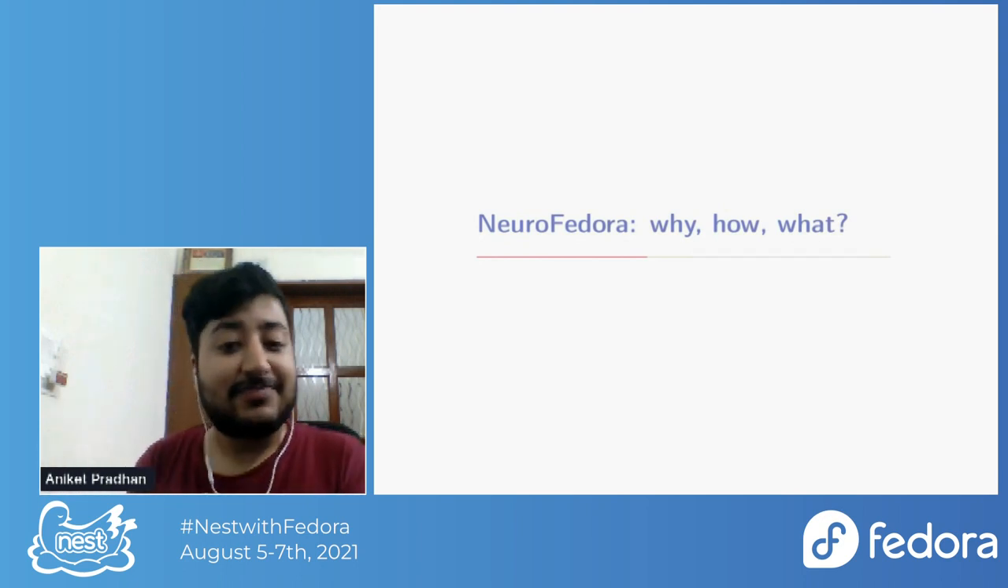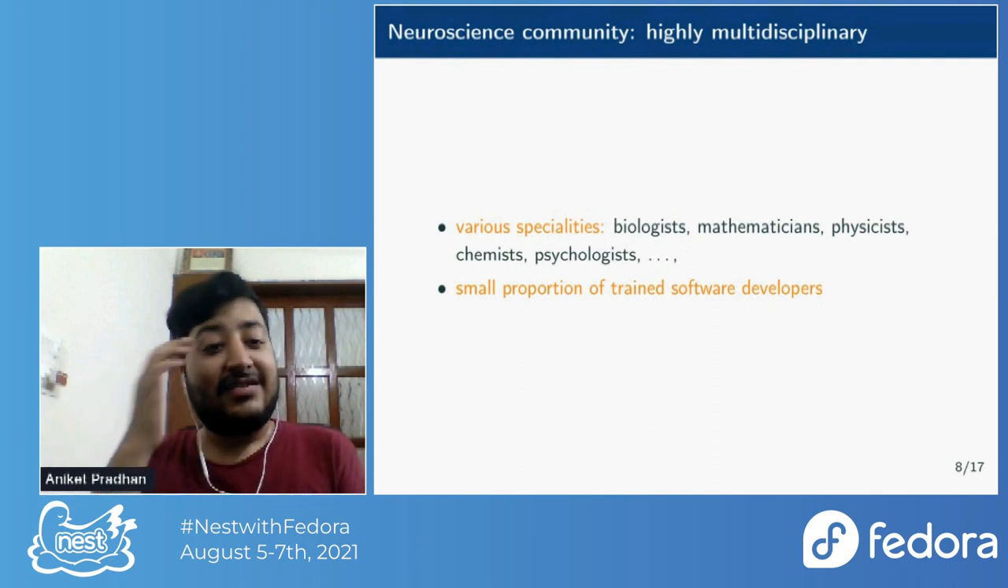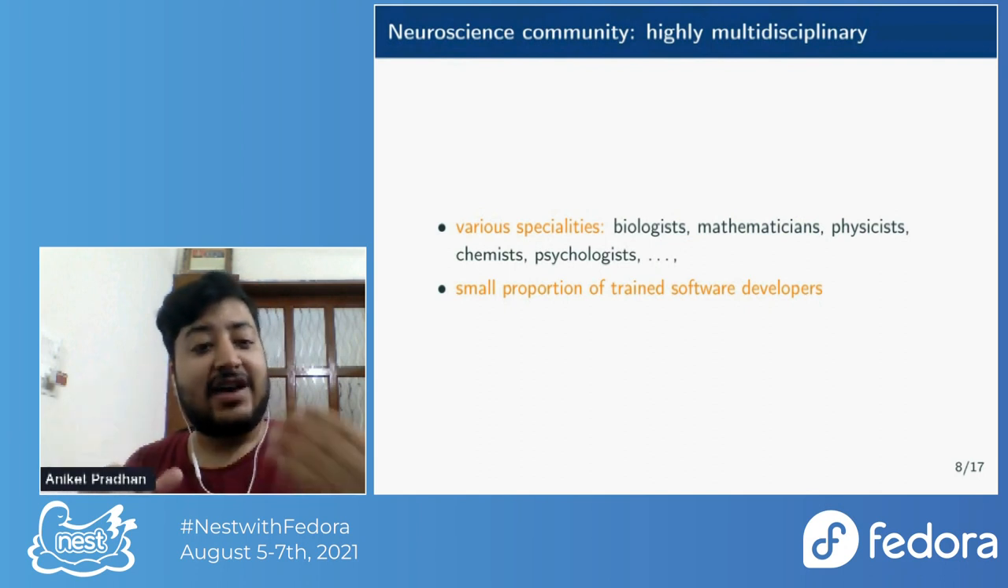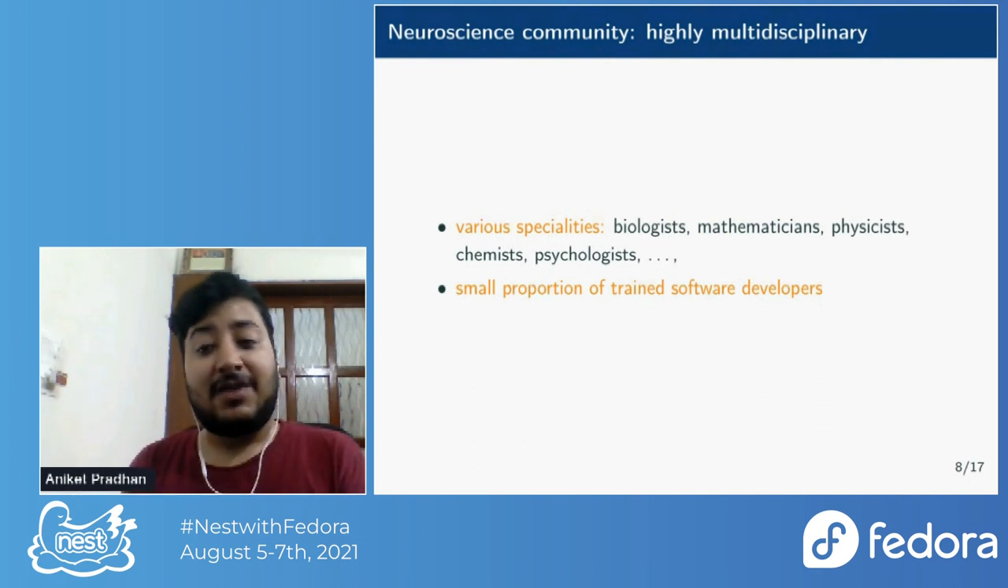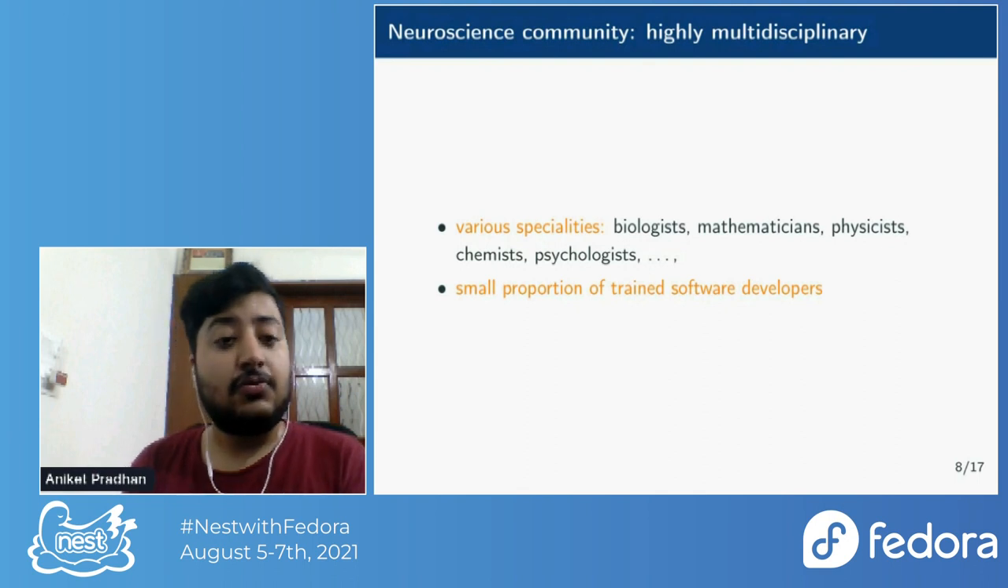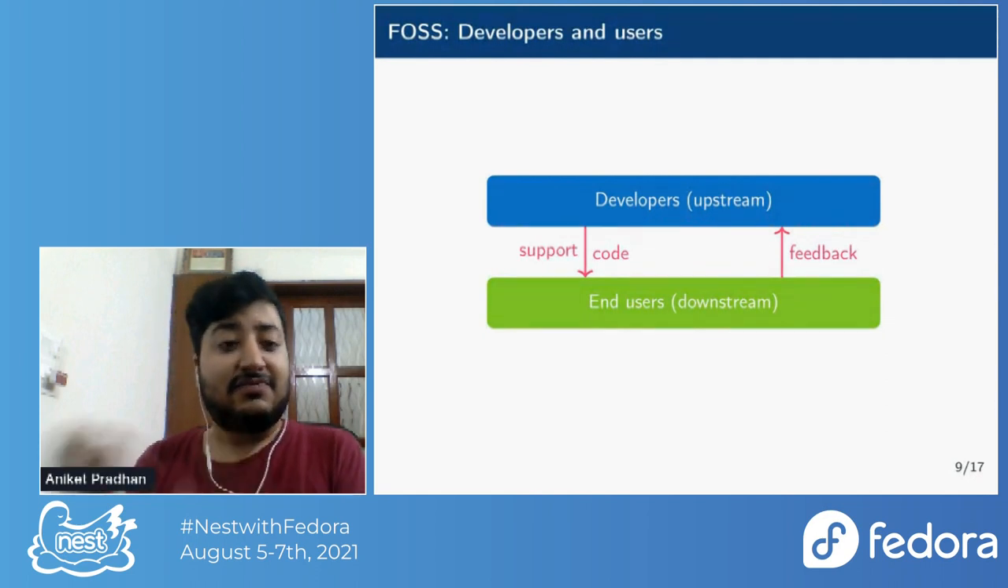So the neuroscience community is multidisciplinary. There are people from all various fields. So basically we are discussing why we need NeuroFedora. Only a small proportion of them are trained software developers, and not all of them have the required experience to use or just create a software tool. Right. So this is a basic flowchart on how software is distributed in general.